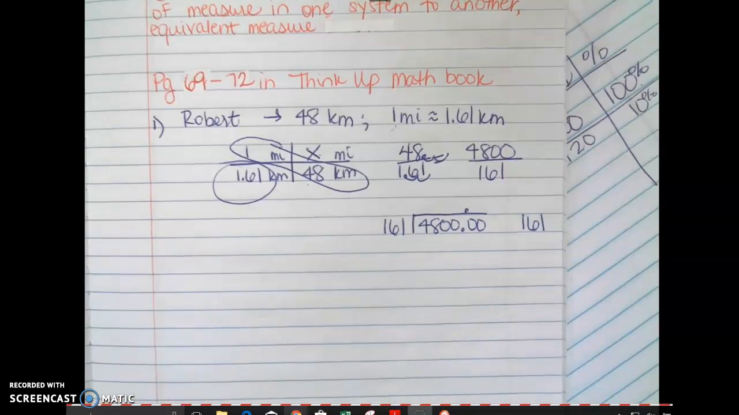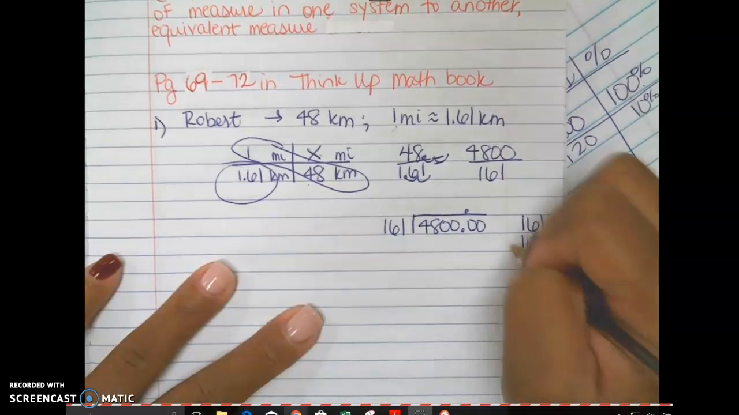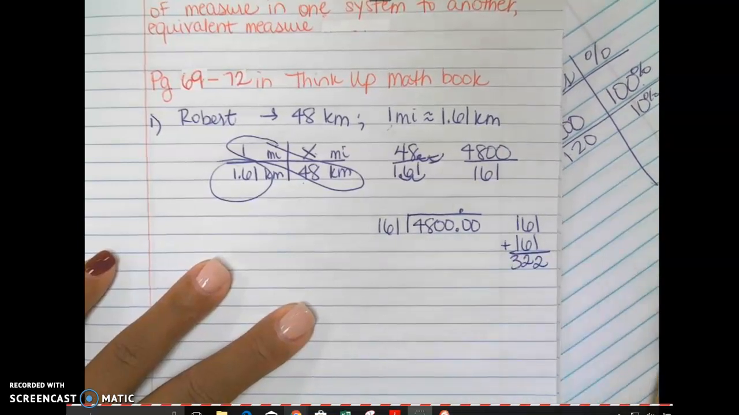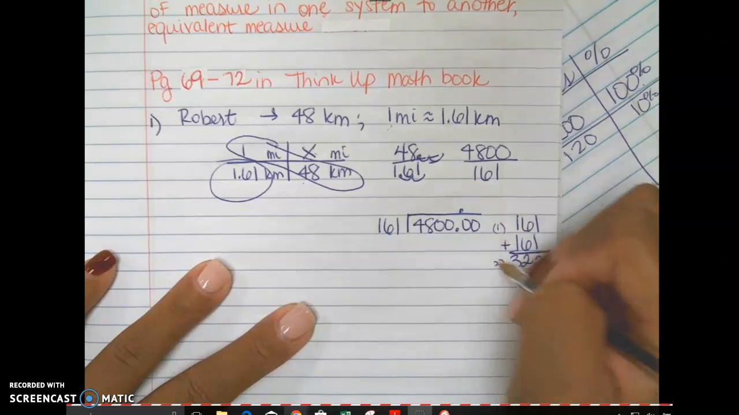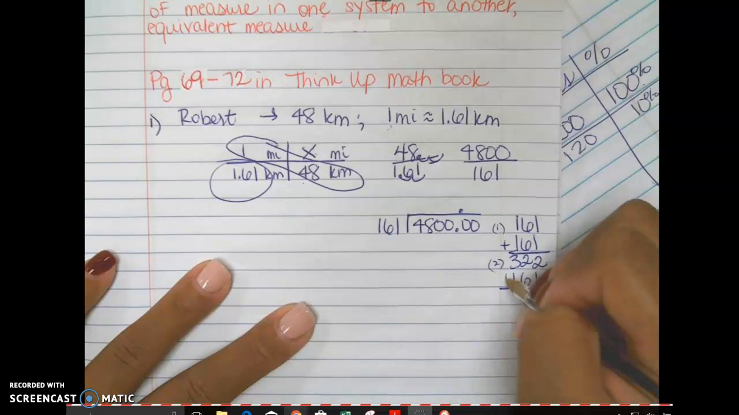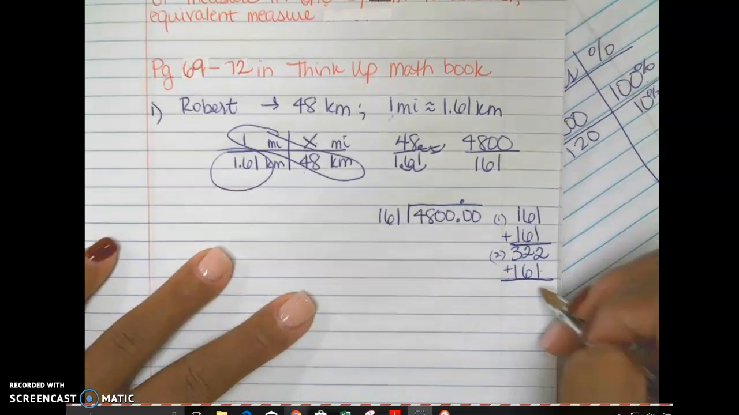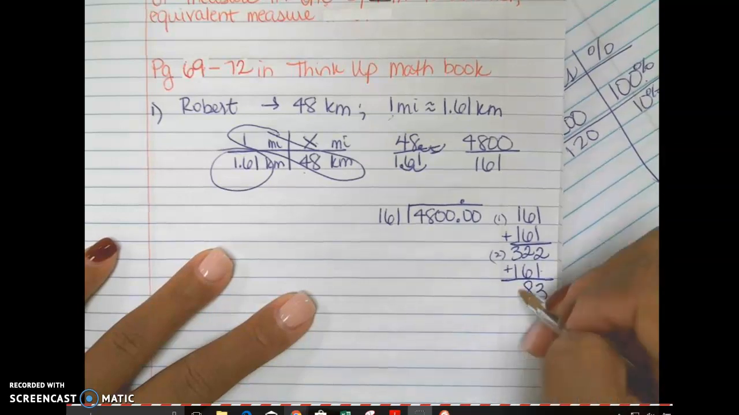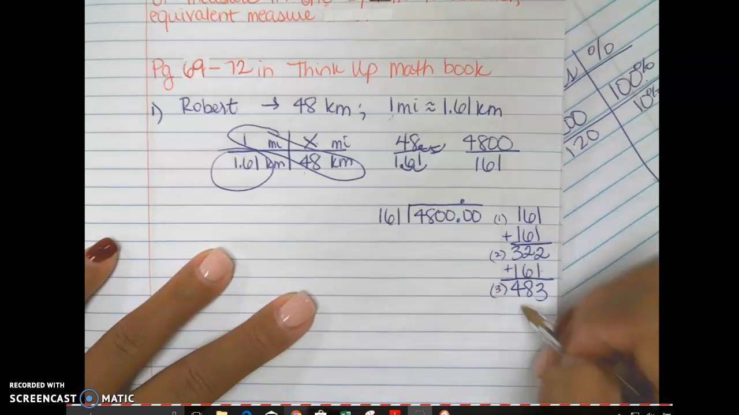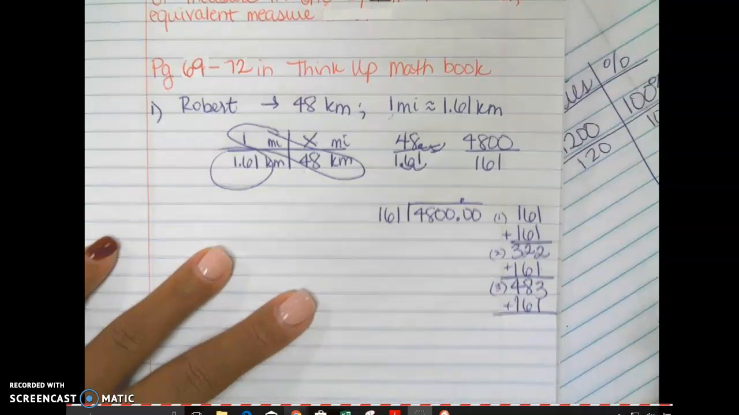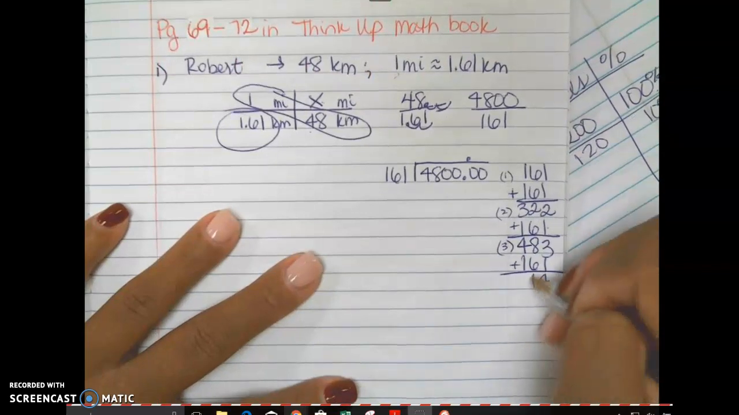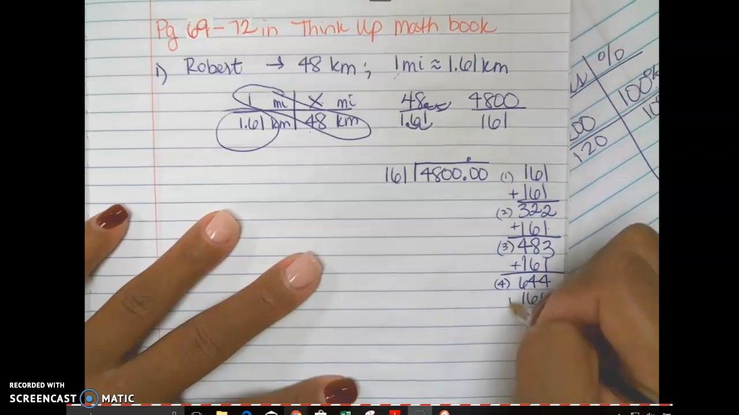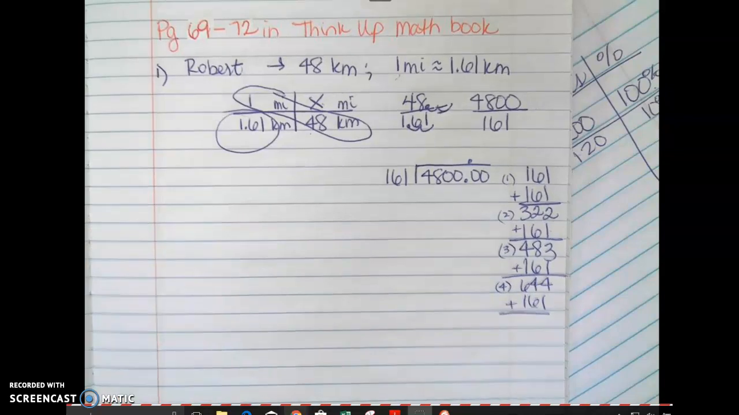161. What's 161 plus 161? 2, 2, 3. 322. So this is one multiple. Now this is 2. Now another one. 2 plus 1. 3, 6 plus 2, and 3 plus 1, I just gave you the answer. This is 3 multiples. 161 again. 4, 4, 6. If you can add, then you can do long division. 161 again. Tell me what it is.